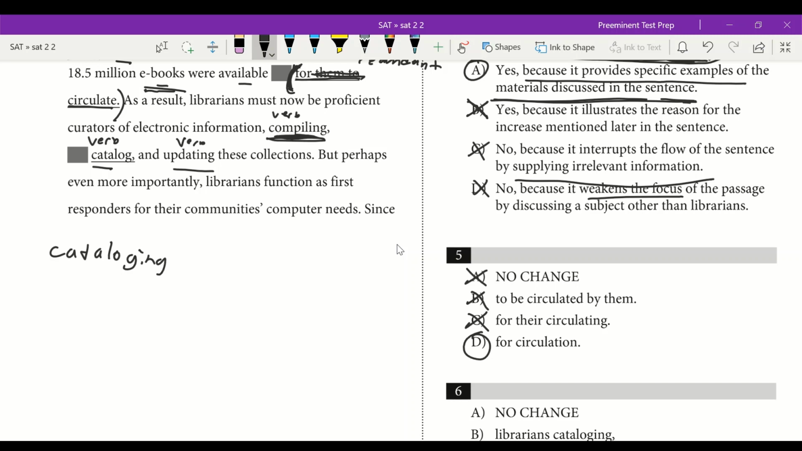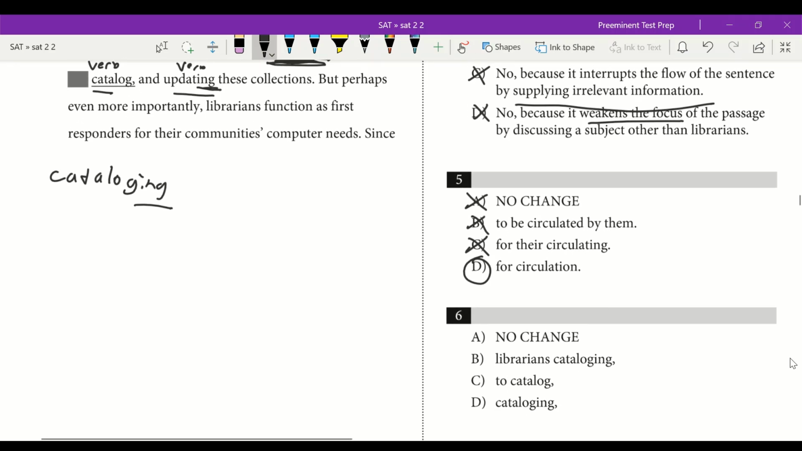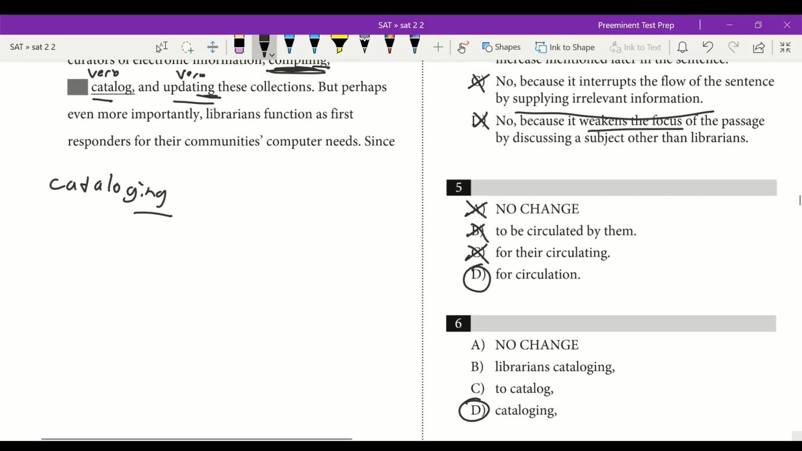And without even looking at the answer choices, I haven't even gotten to 6 to look at the answer choices, I know that's going to be my answer, and here's why. When I have a list like this where I do compiling, cataloging, and updating, our endings have to match, right? So our ing in compiling, our ing in updating, and our ing in cataloging all have to match. So I know my answer is going to be cataloging. So my answer will be D.